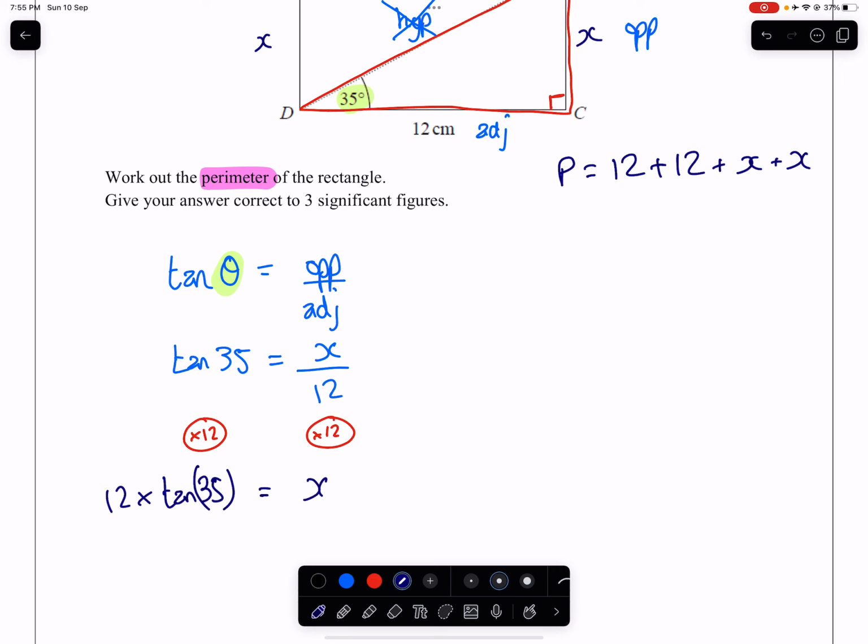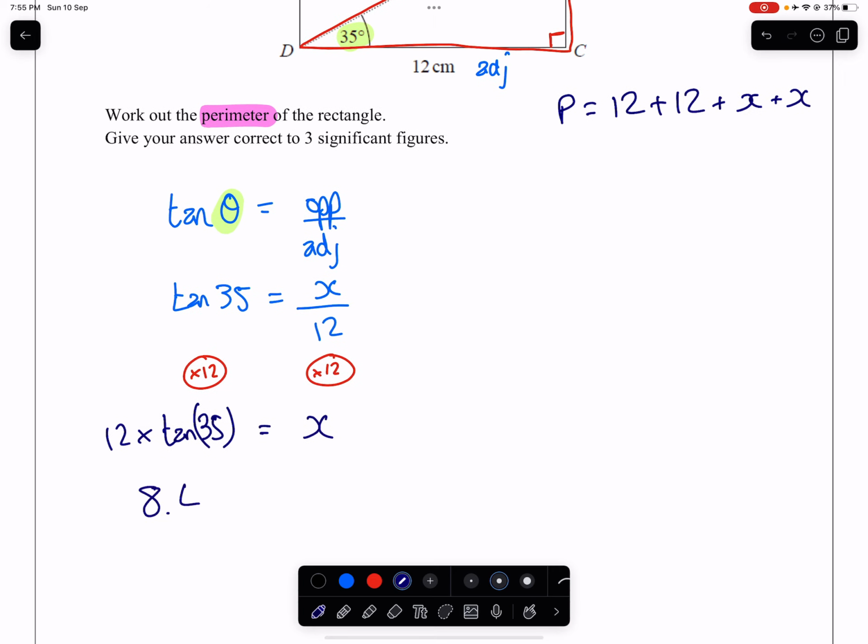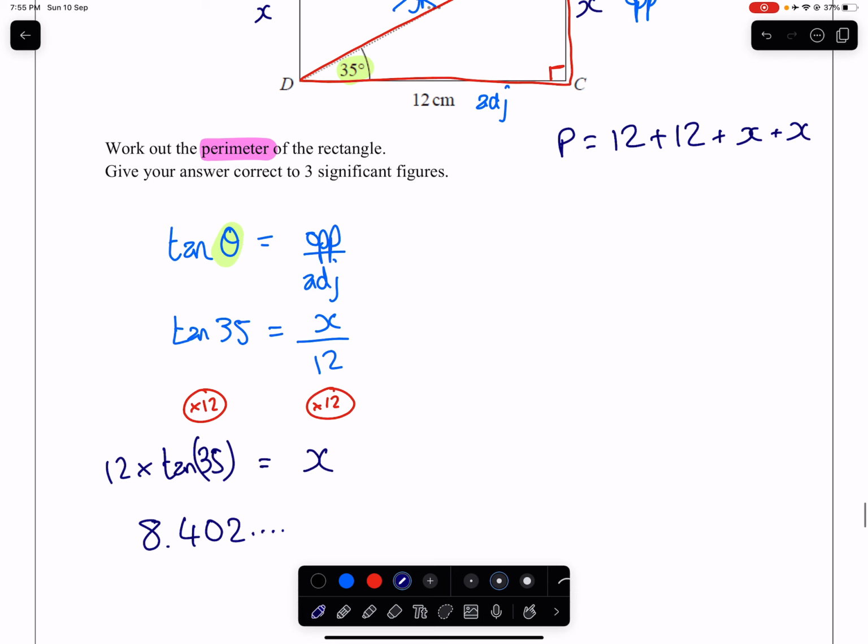And when I type it into the calculator, we get 8.402 and so on. The reason why I'm keeping all of that number is we have not got to the end of the question yet, so don't round. So our perimeter is 12 plus 12 plus this 8.402 dot, dot, dot, plus another one of them. We could have technically doubled these as well.